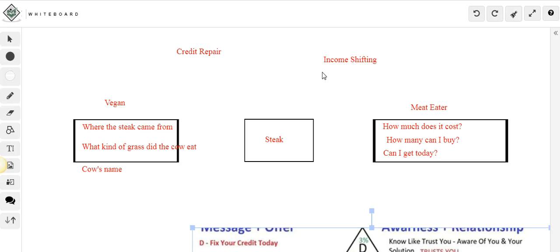So I might make a post about that saying something to the effect of, did you know that you can get a raise at your job without asking your boss? They're going to ask questions like, well, how? How does that work? And now I can have a conversation with them, right?